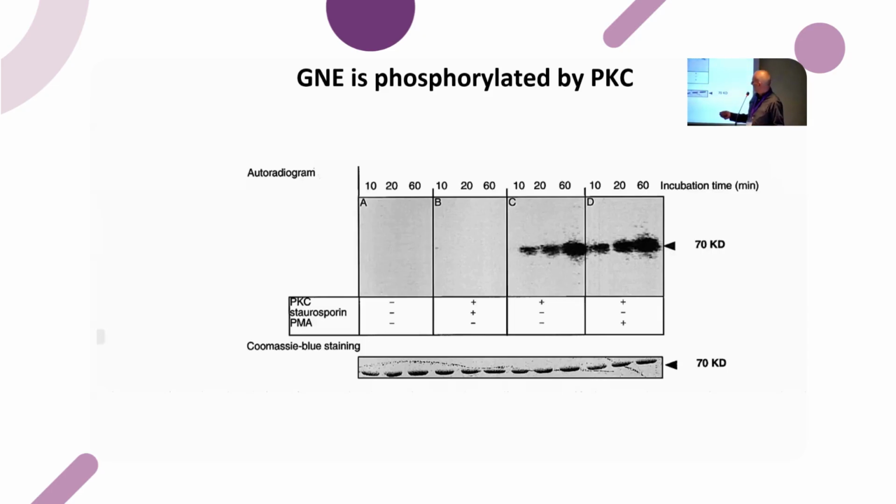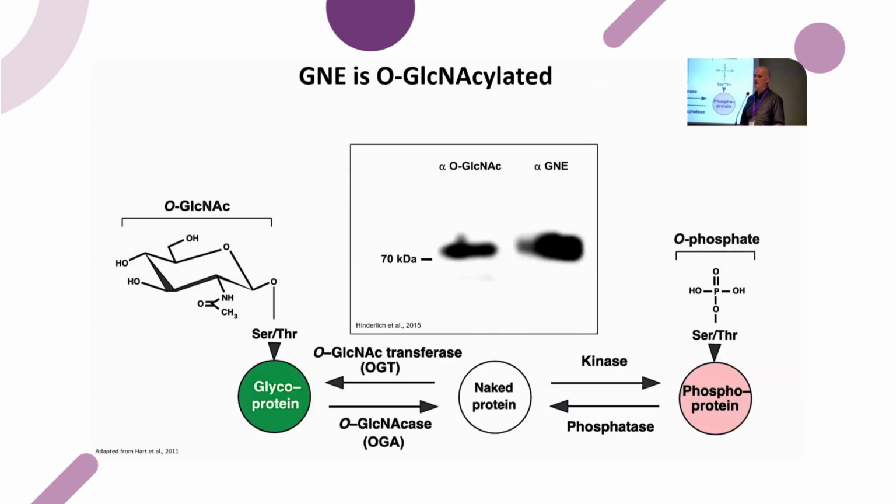We also did this radioactively, as you can see here, in the presence of an inhibitor of protein kinase C and an activator of protein kinase C. In principle, when you have no PKC, you have no phosphorylation of the GNE. In the presence of PKC and the inhibitor, you also have no phosphorylation, but in the presence of PKC and no inhibitor, you have phosphorylation, and the stimulator PMA increases it a bit. So this was the first data showing that GNE is phosphorylated, or can be phosphorylated, at least in vitro.